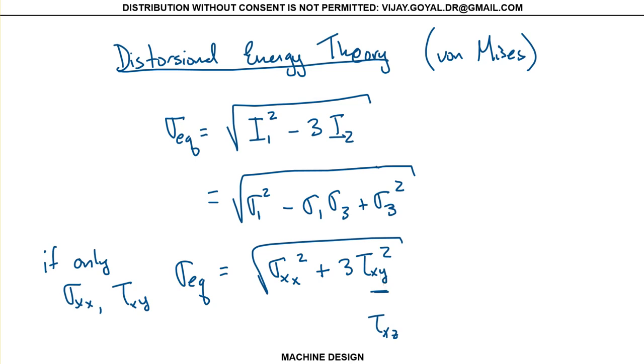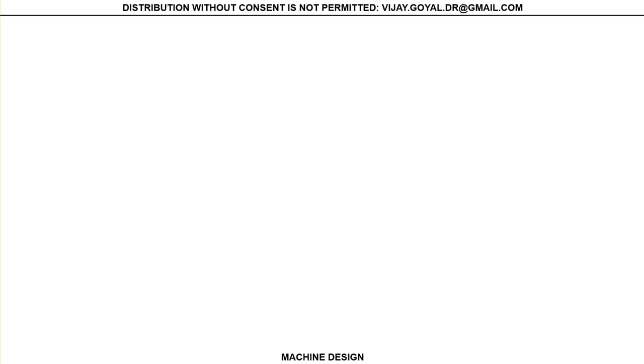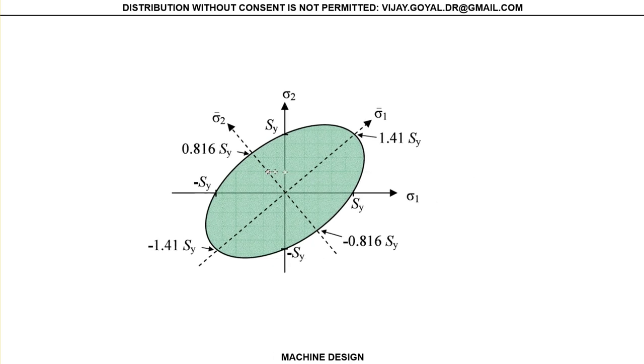The whole derivation of this produces an ellipse, and your ellipse looks something like this. If you were to plot this, this is the ellipse, and this is what it will look like. What we are really doing here is this line is the line of pure shear, and this is the line of pure tension.